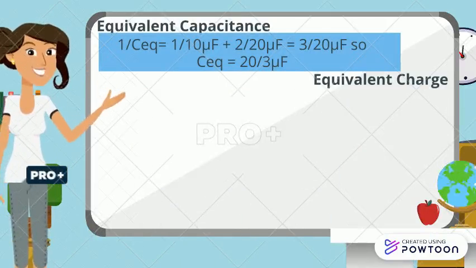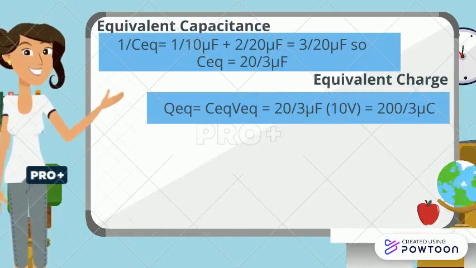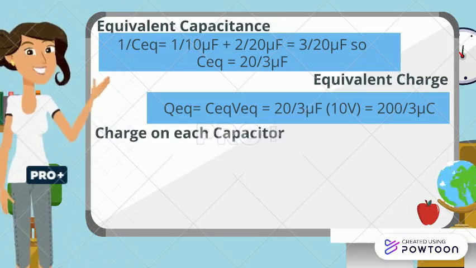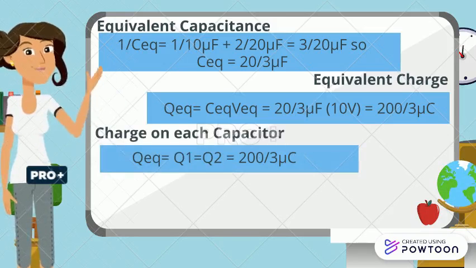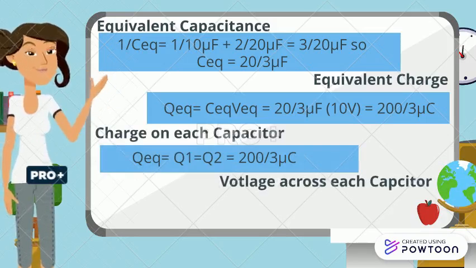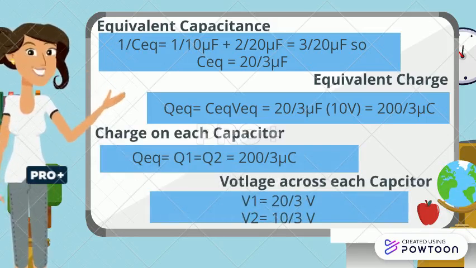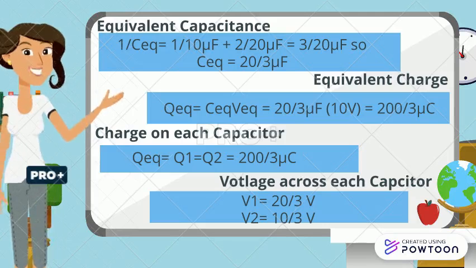The equivalent charge is 200 over 3 microcoulombs. The charge on each capacitor is 200 over 3 microcoulombs, and the voltage across each capacitor is 20 over 3 volts and 10 over 3 volts.